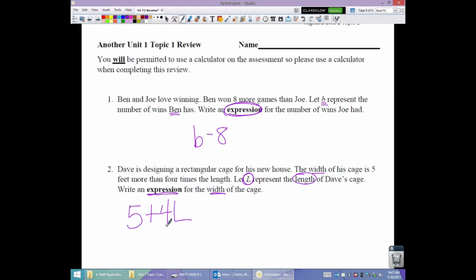So if you just do this in little pieces, start with the variable that you know you've got to compare width to length. Your variable's L. Get that on your paper and then see how it compares. It's 5 more than, that tells me to add 5, 4 times the length. You could also have written this with the 4 times the length in front and then plus 5 after.